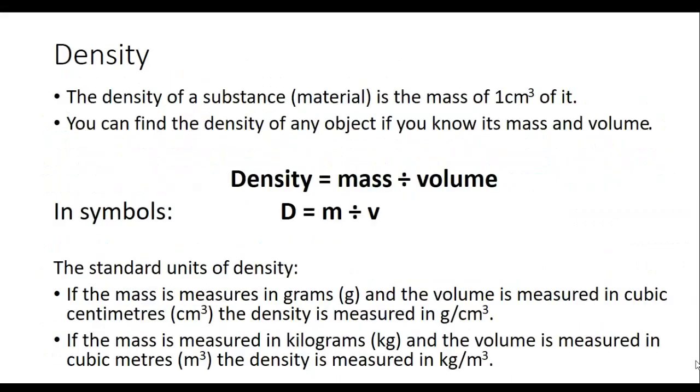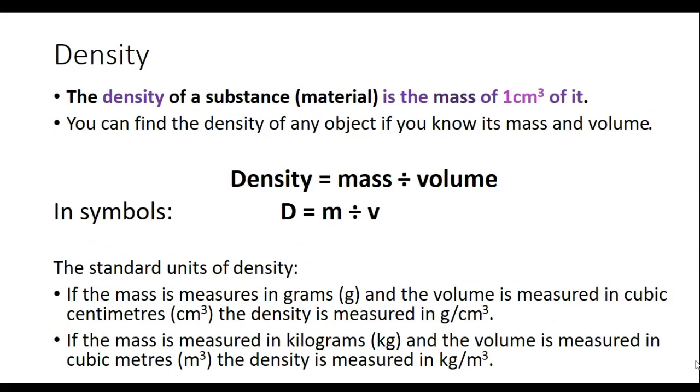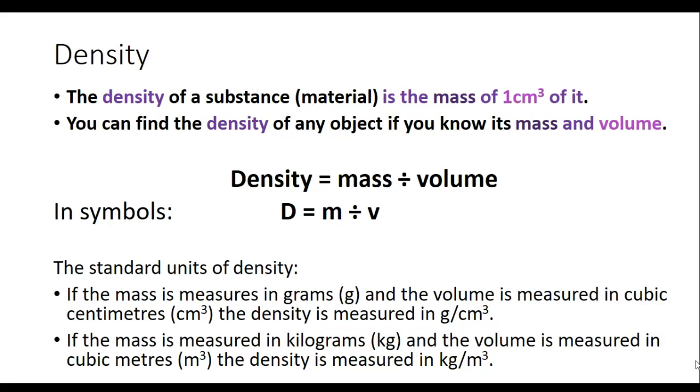The density of a substance is defined as the mass of 1 centimeter cubed of that substance. So remember that density is a relationship between mass and volume. The density is the mass of a specific volume. So 1 centimeter cubed is a volume. So the density is the mass of a certain volume of an object. Therefore, we can find the density of any object as long as you know its mass and volume.